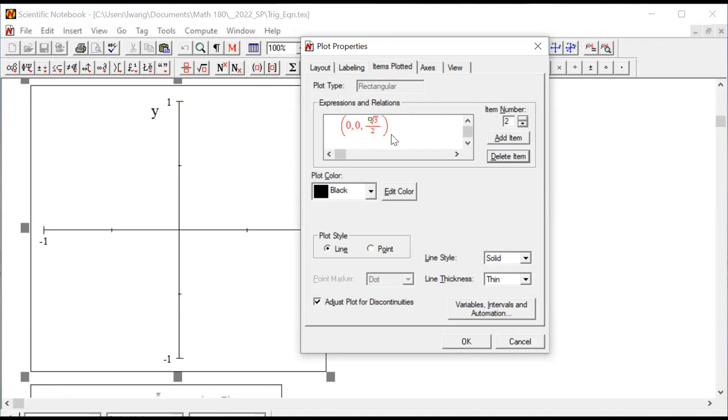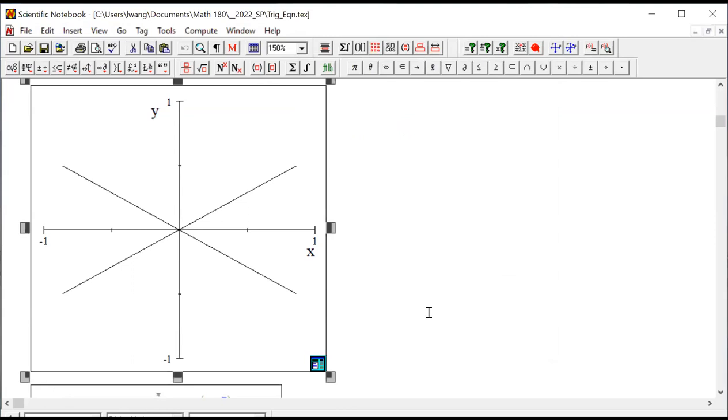√3/2, half. Okay, you just need to show these 4 terminals. Terminal 1, terminal 2, terminal 3, terminal 4. So all of these 4 terminals are marked. There you go. And you can tell the reader that this is pi/6. This is pi/6. That's all you need to do.